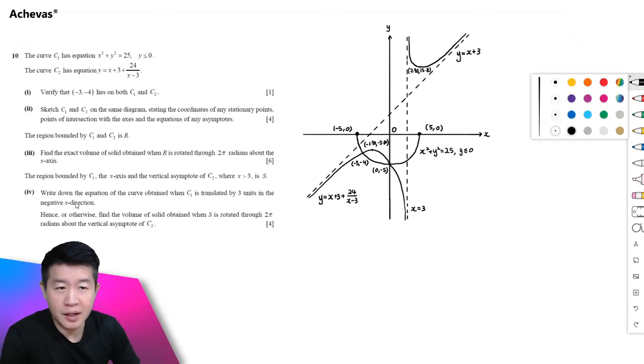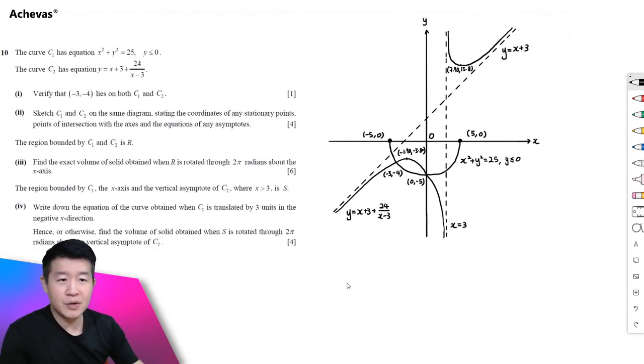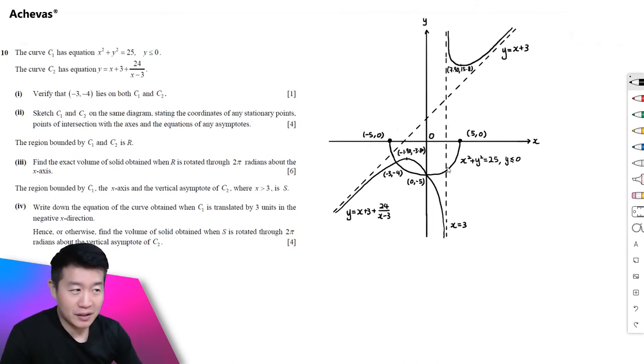Let me quote the first part of part 4 here. We are looking at the region that is bounded by C1. Okay, let me make this a little bit bigger. We are bounded by C1, the x-axis, and the vertical asymptote of C2. And the region that we are looking at is when x is bigger than 3. So the region that we are looking at now is this region here.